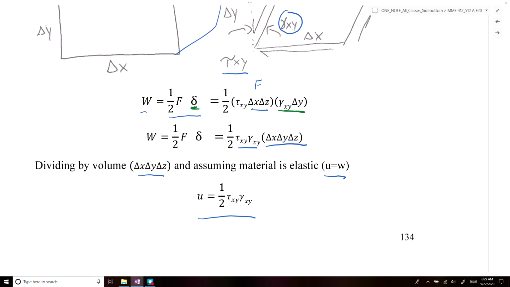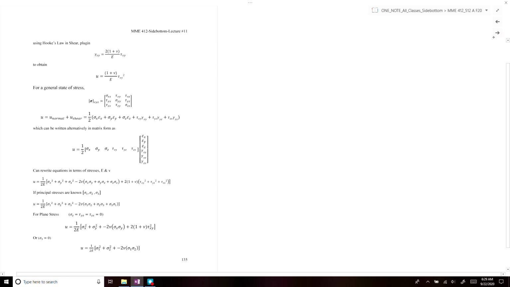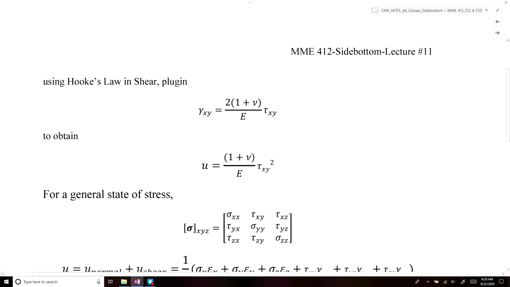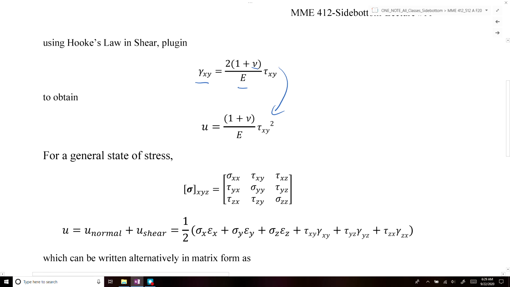We can again go to a case where we have multiple shear stresses acting on the element. I'm getting ahead of myself here. First, we can substitute for gamma xy using the elastic modulus and Poisson's ratio to get this value for our strain energy due to shear. We can substitute in this equation.